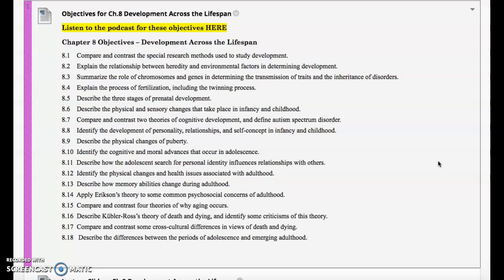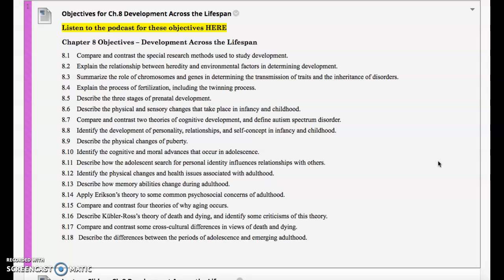And then the process of, we start really from fertilization, and we're going to talk all the way up to death and dying. So here's where we start the stage theories of fertilization, the twinning process, how are twins made in the womb, what do sets of twins look like biologically, differences between fraternal twins and identical twins, what are the stages of prenatal development, and then moving into infancy, what are the physical and sensory changes that take place during infancy and childhood. So these are big milestones, right?